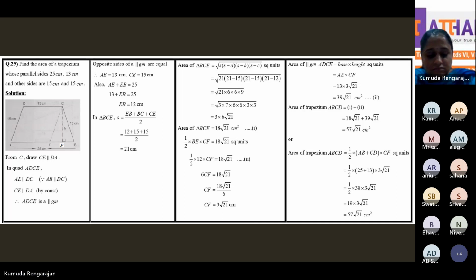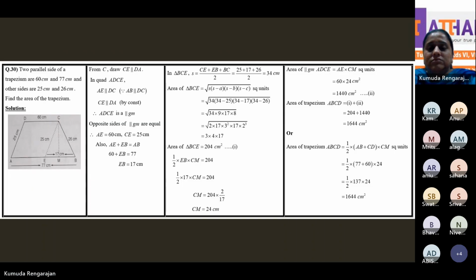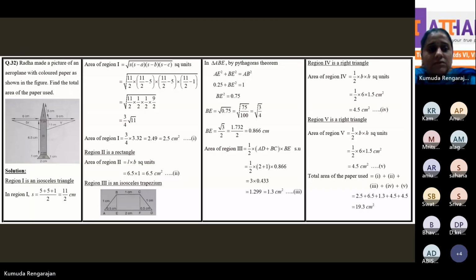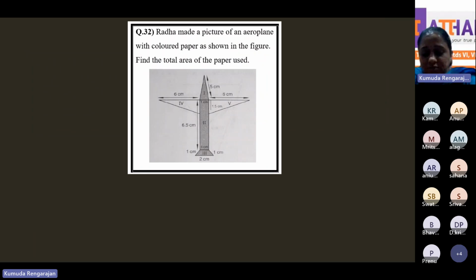Done? Yes, ma'am. Okay. So this also, children, is similar. Yeah, please practice. Take a picture. Similar situation. Done, ma'am. Very good. I'll teach you these two and we'll wind up the session for today.